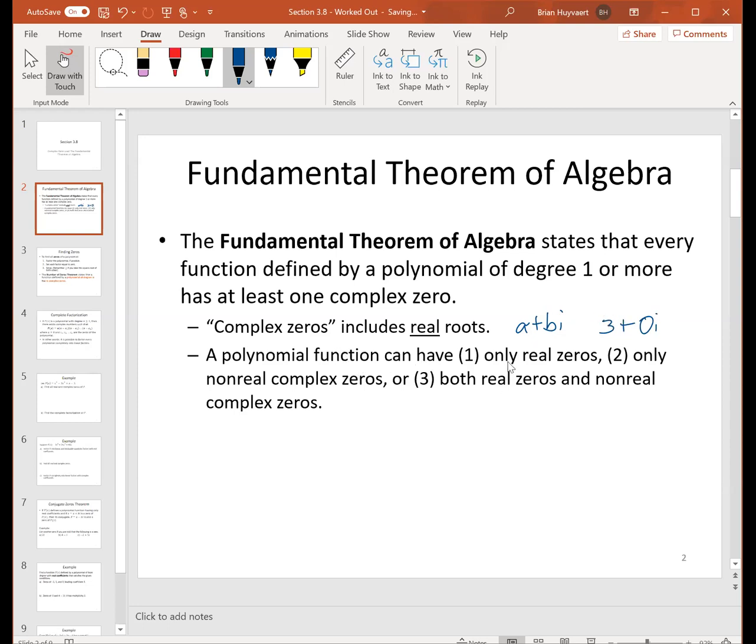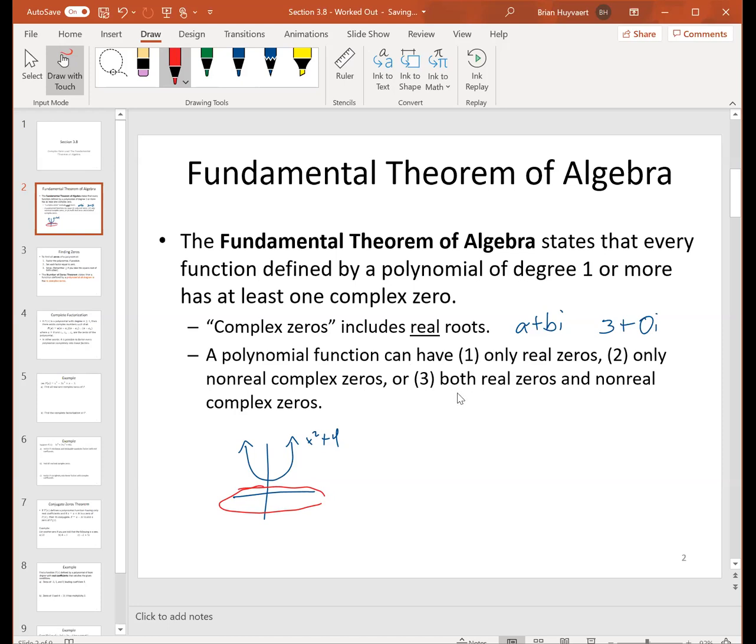So polynomial functions can have only real zeros. We've looked at cases like that before, where everything factors really nicely and we get real numbers for our results. We can have only non-real complex zeros. That would be something like x squared plus 4, where we don't cross the x-axis at all, so there are no real zeros here. But certainly this function is going to have 2 complex zeros. So those are 2 possibilities.